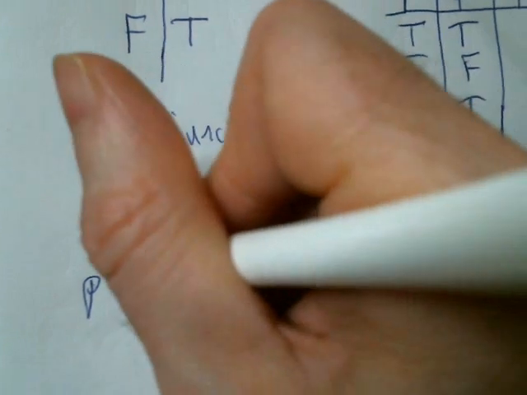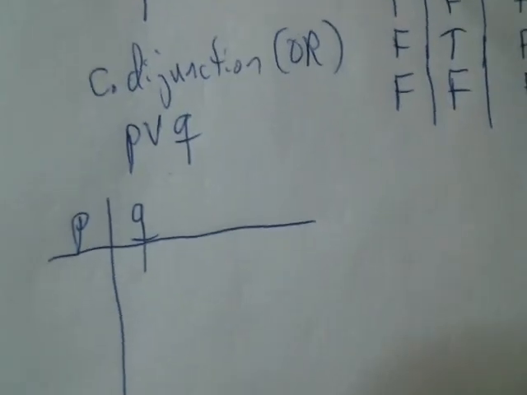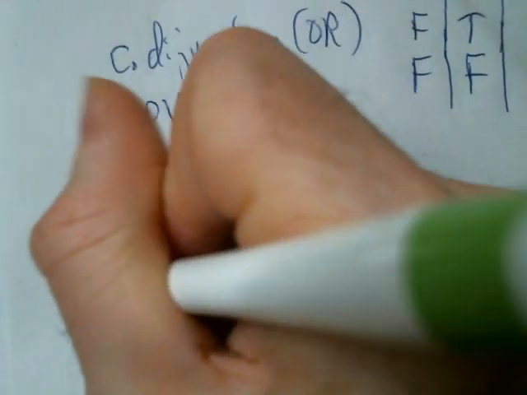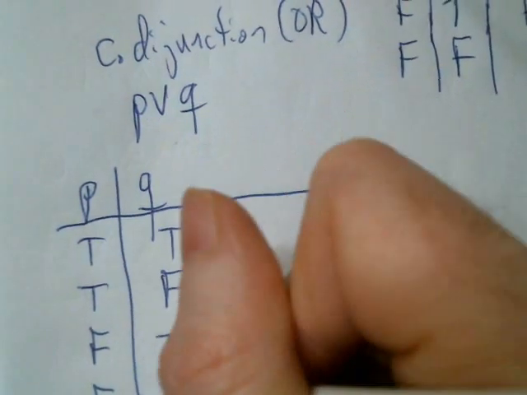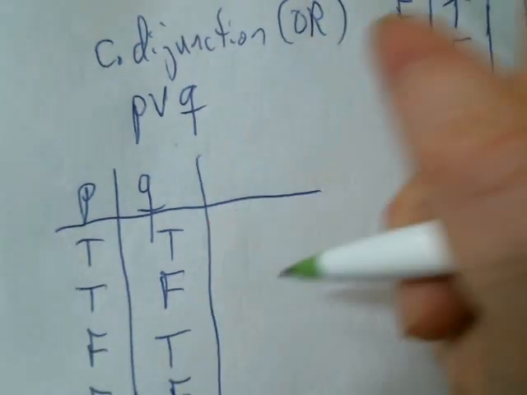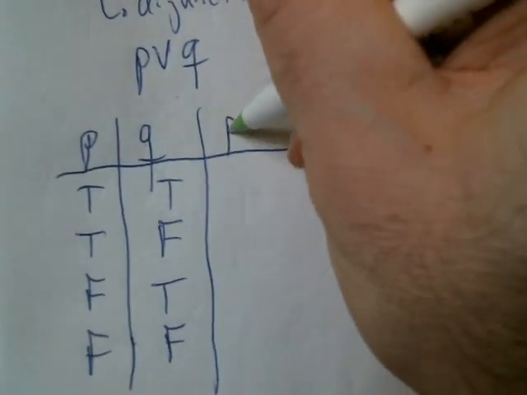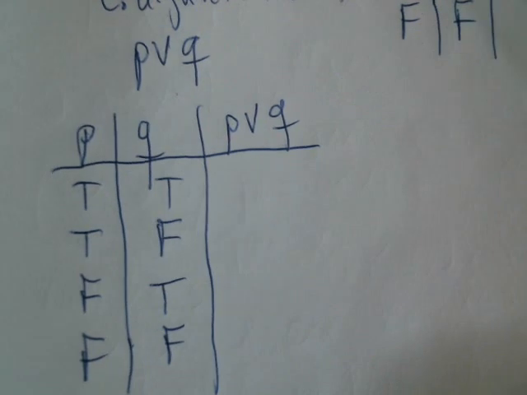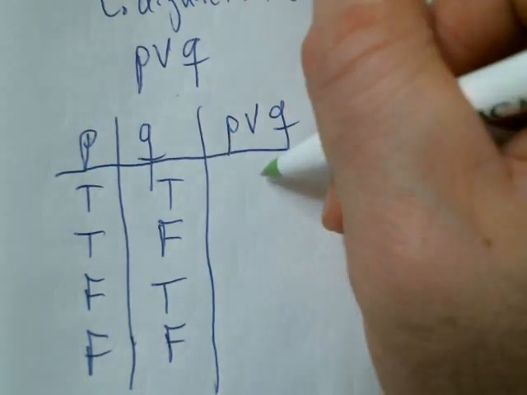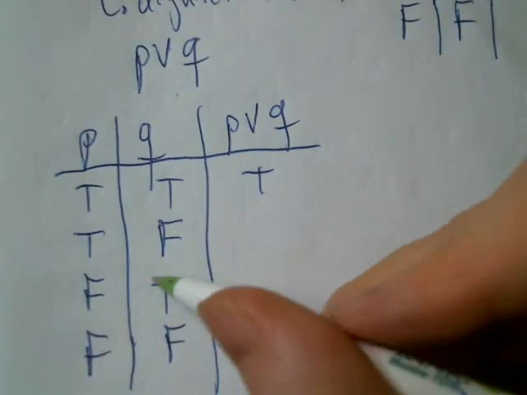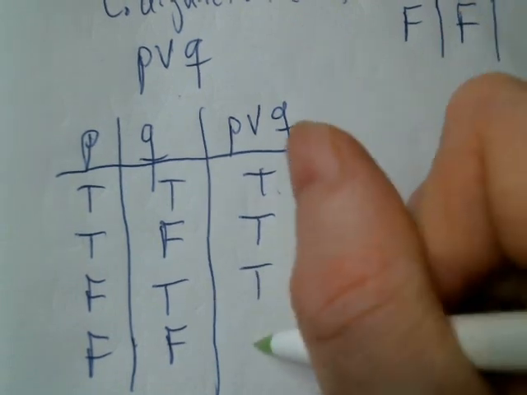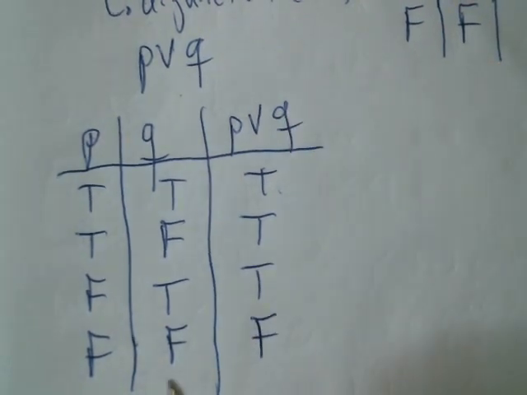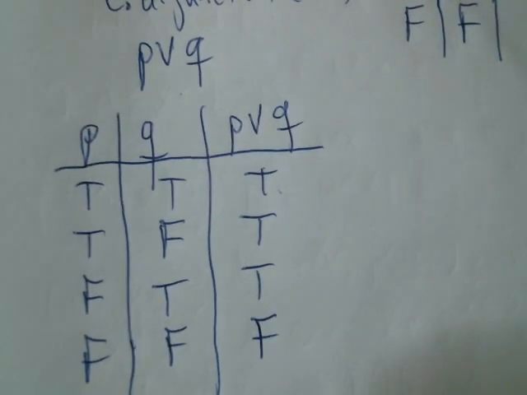So p, q, and to get every variation of trues and falses, we just go true, true, false, false, and then true, false, true, false. And then we want the truth value for p or q. It's true when they're both true. Anytime you see a true in the row, it's automatically going to output true. So the only time it's false is when both statements are false.